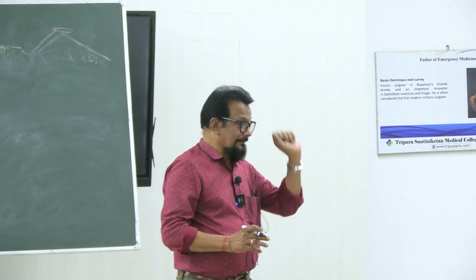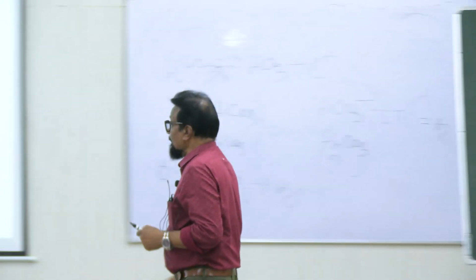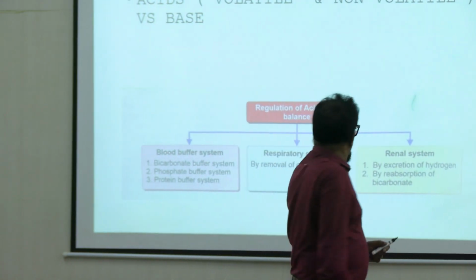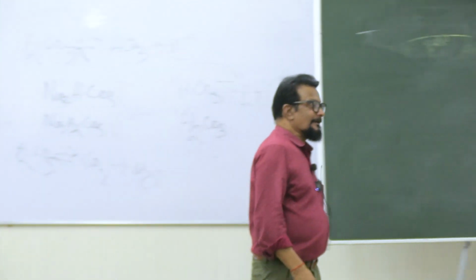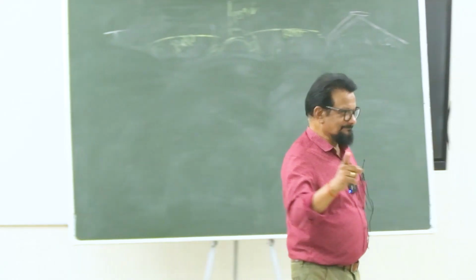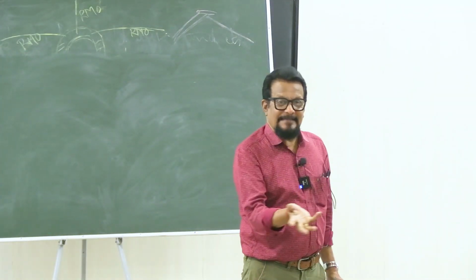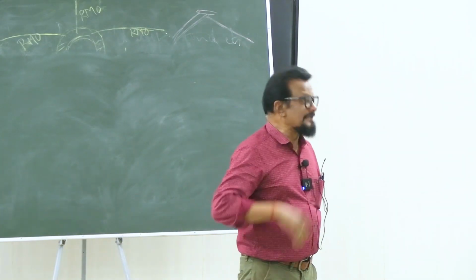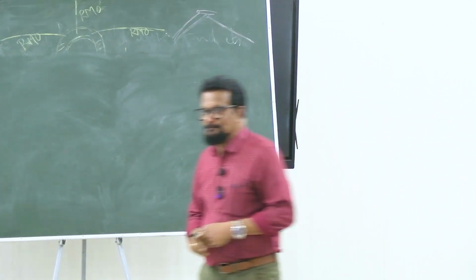But their capacity is again limited. Now, the phosphate buffer. Phosphate buffer is present. Now tell me one thing. Is phosphate concentration high within the cell or outside the cell, meaning extracellular fluid? Where is it more?